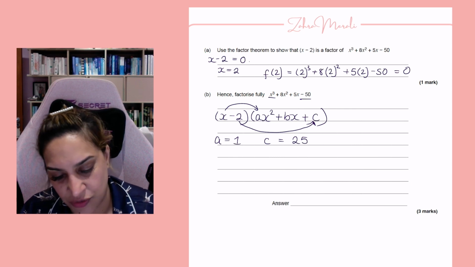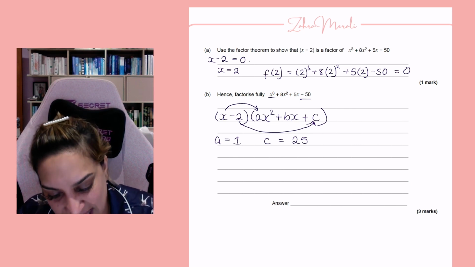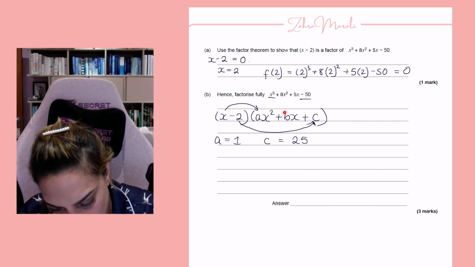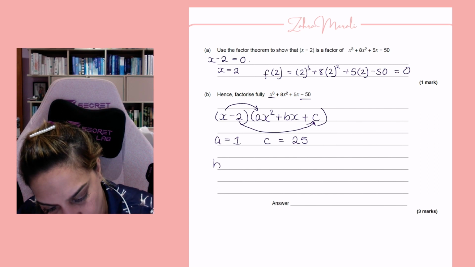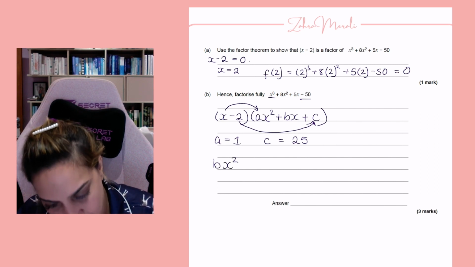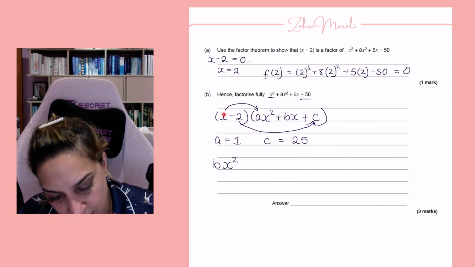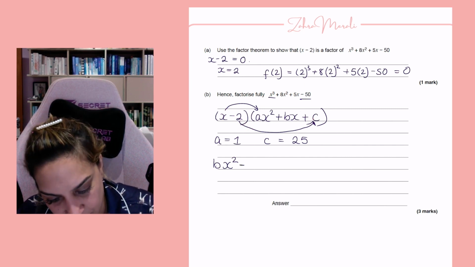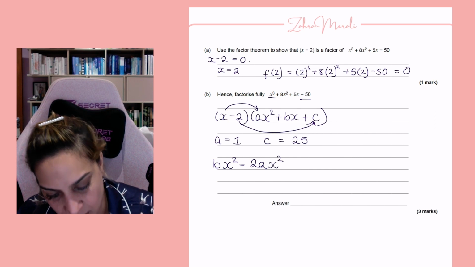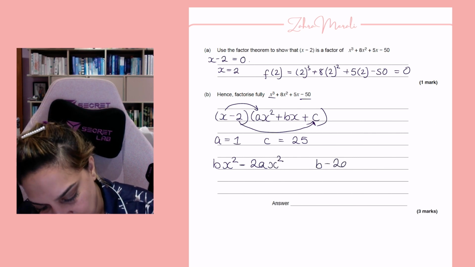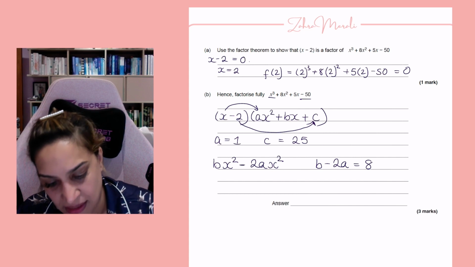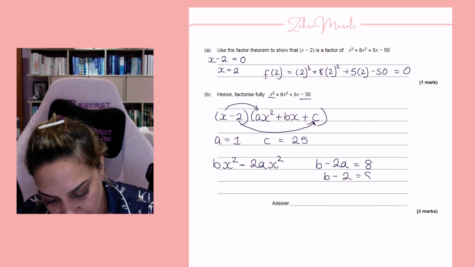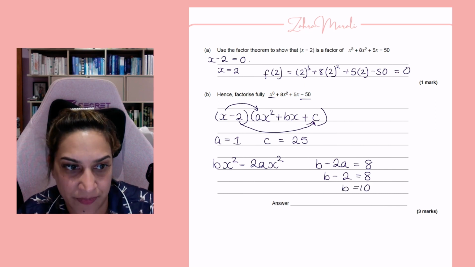Okay, so now I can choose any of the others. So let's say, how do I get x squared? Well, that's going to give me x cubed. That's going to give me x squared. So if I do bx squared, that term, that's going to give me just x. These two are also going to give me x squared, minus 2a x squared. So I can see b minus 2a has to equal 8. I already know what a is, so b minus 2 equals 8, so b is 10.